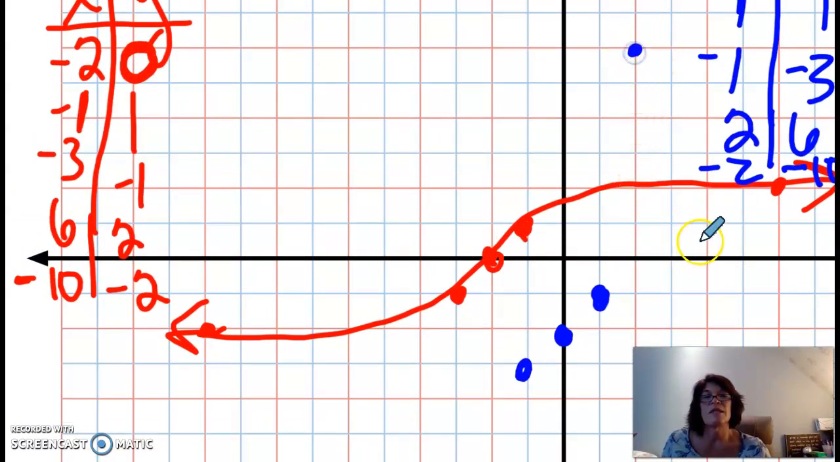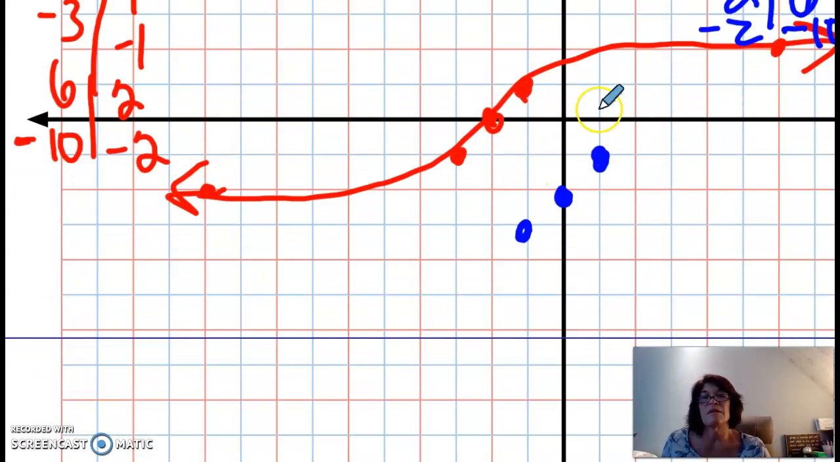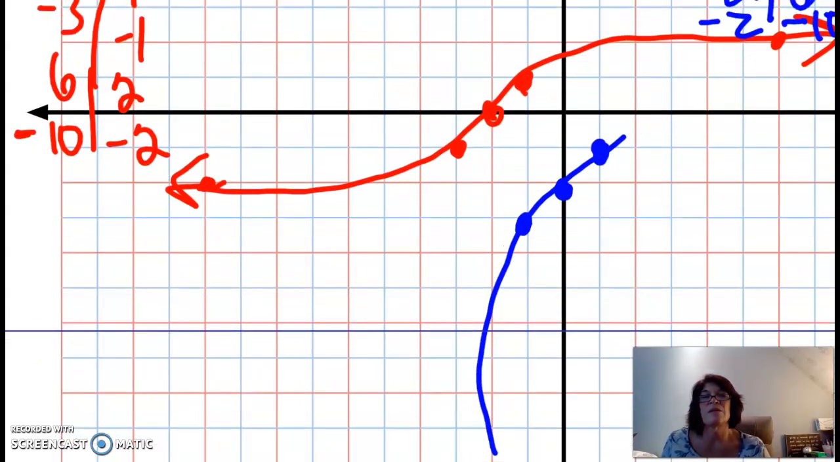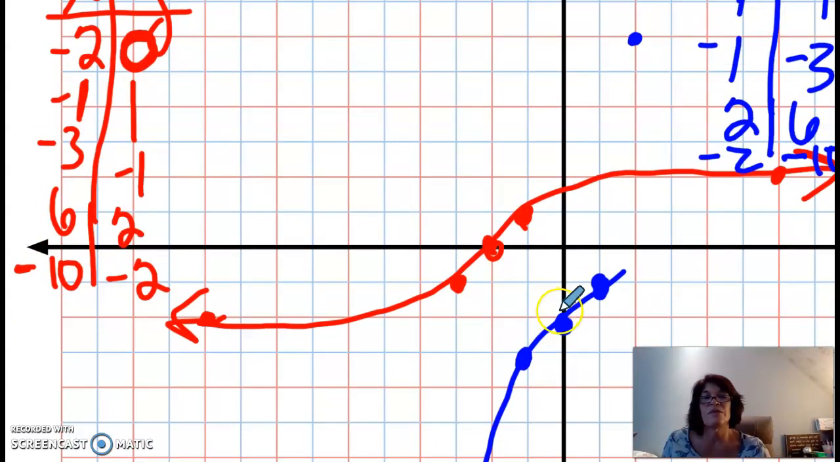6, there's 2, 6, and negative 2, negative 10. 1, 2, 3, 4, 5, 6, 7, 8, 9, 10. Okay, so we end up getting a curvy curve like so.